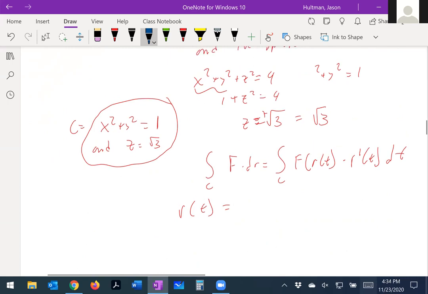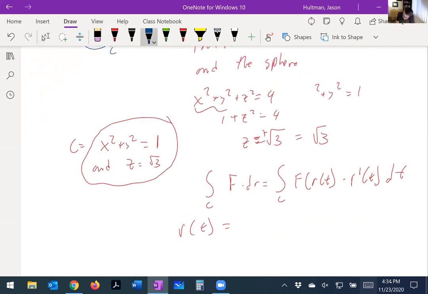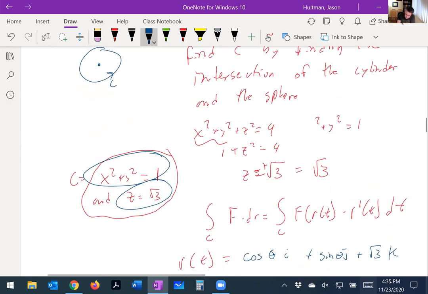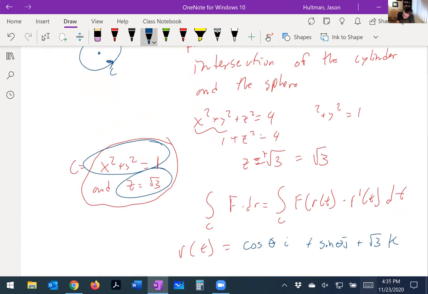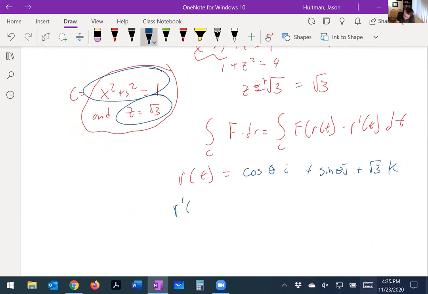So r of t is going to be equal to cosine theta i plus sine theta j plus radical 3 k, because we're going to be at that slice. We're going to be on the unit circle, somewhere on the unit circle, but at a height of radical 3. So what's r prime of t?